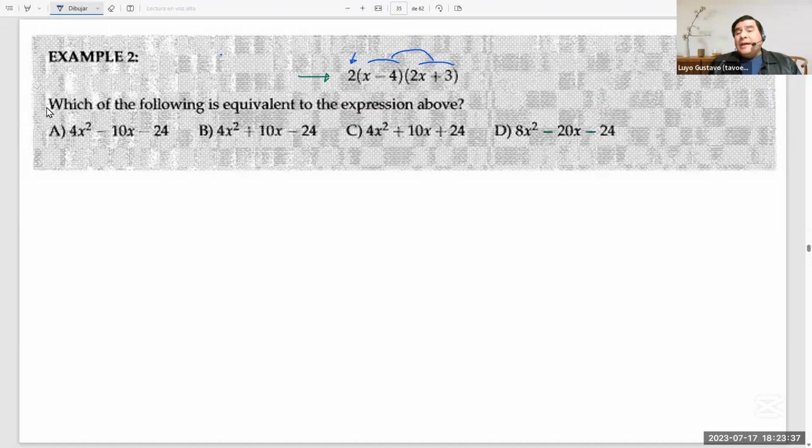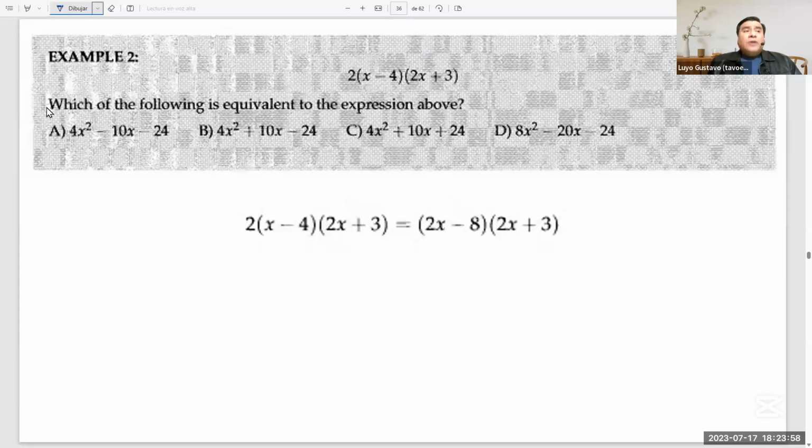Or you can decide to incorporate this coefficient 2 in one of the factors in parentheses. For example, you can decide to multiply 2 and x minus 4. Then the resulting binomial multiplied by 2x plus 3. Okay, so let's pick this approach. You can multiply these two, x minus 4 versus 2. What do you get? Use always your distributive property, right?